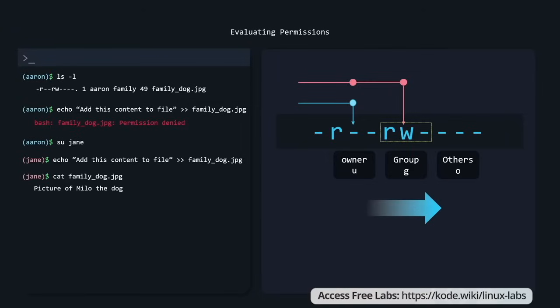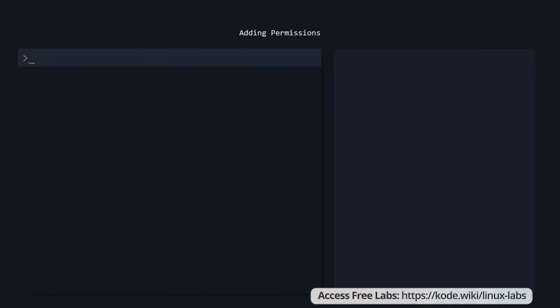So now that we have a basic understanding of permissions, let's move on to how we can change them to suit our needs. To change permissions, we use the chmod command. And the basic syntax of the chmod command is chmod, followed by the list of permissions that we want to change, and then the name of the file or directory we're changing permissions for.